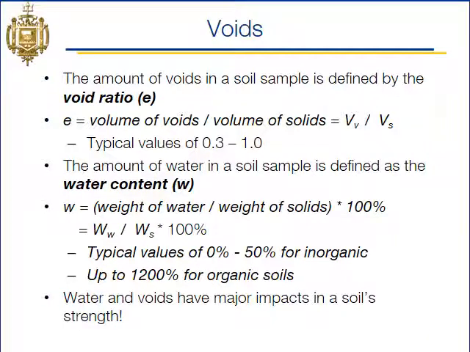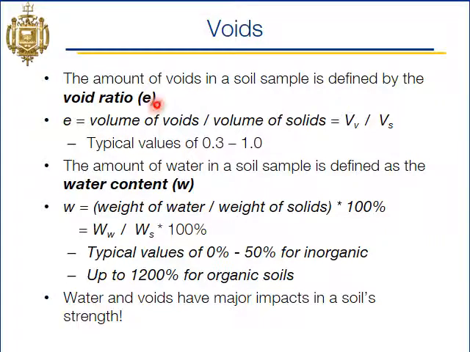So we have another relationship that we use for soils. It's called the void ratio. The void ratio essentially just tells us how much of our soil is voids, because remember, the soil is not just the solid stuff, it's the solids and the liquid and the gas. We do want to know how much of our soil is voids, because the voids have a direct relationship to the strength of a soil, which we'll see in a few slides.